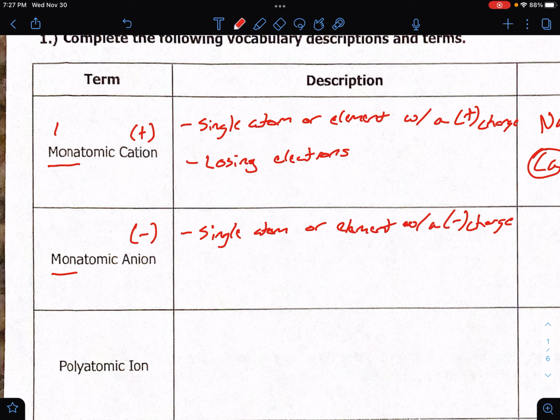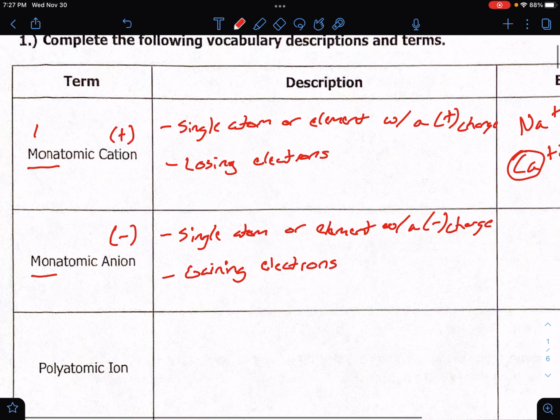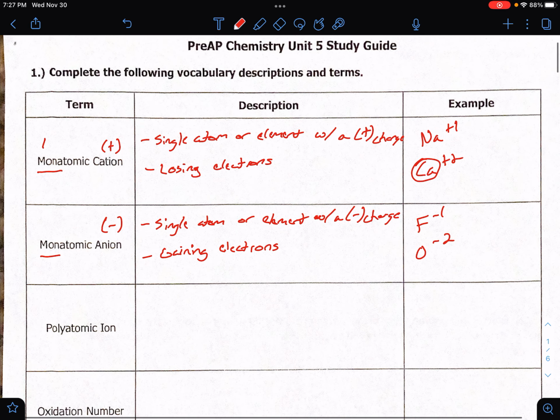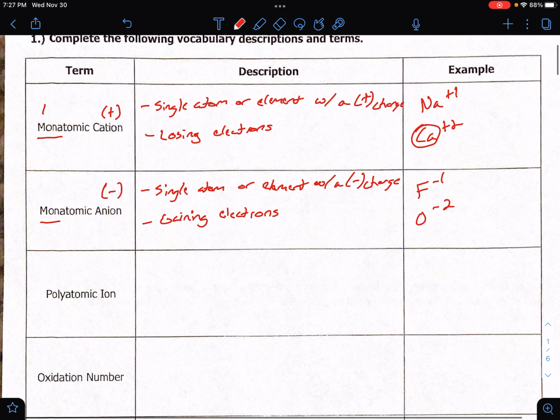The reason it's negative is because it is gaining electrons. If you are gaining electrons, you are gaining negative particles, so that's going to make you more negative. An example would be something like fluorine with a -1 charge, oxygen with a -2, anything with a negative charge.